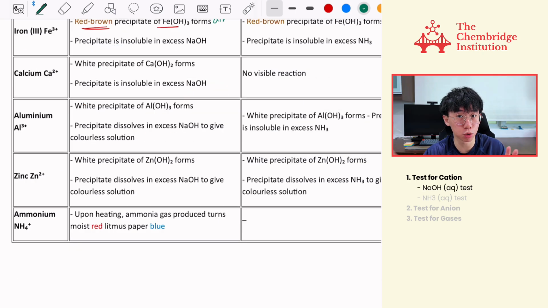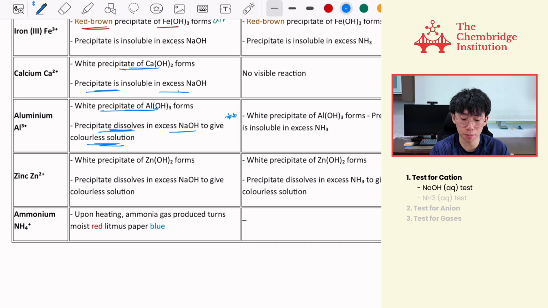Next for our Ca2+, you'll give a white precipitate of calcium hydroxide, and this is insoluble in excess sodium hydroxide. Your Al3+ gives a white precipitate of aluminium hydroxide, and this will actually dissolve in excess sodium hydroxide to give a colourless solution. So this is an important observation. Why does it do that? Because it will actually form a complex. The aluminium hydroxide precipitate will further react with OH- to give that complex.